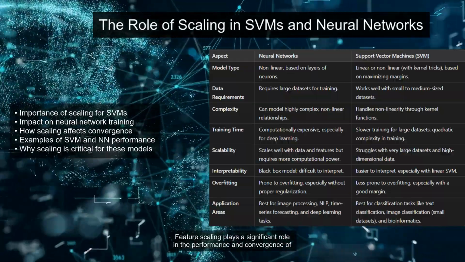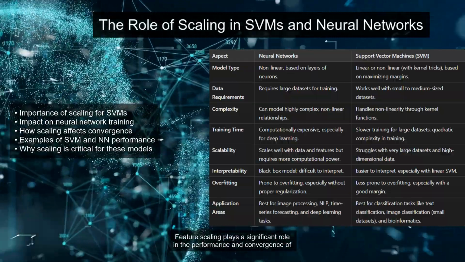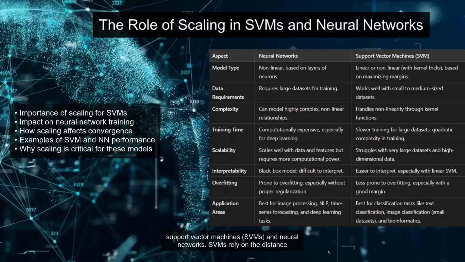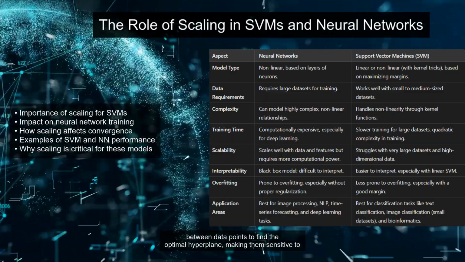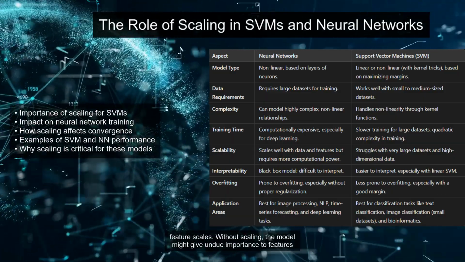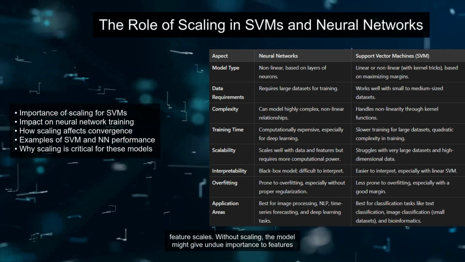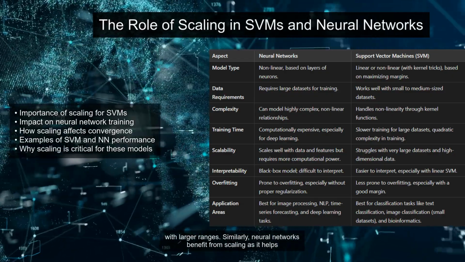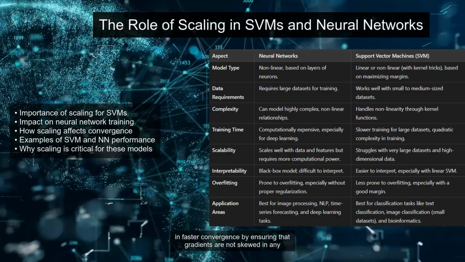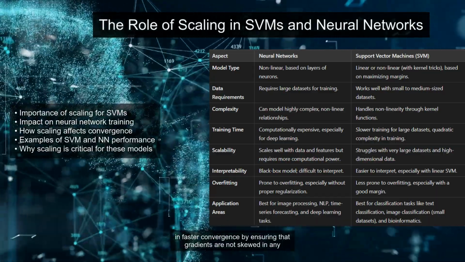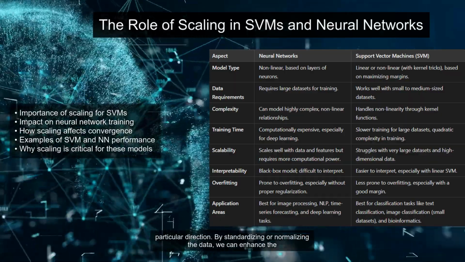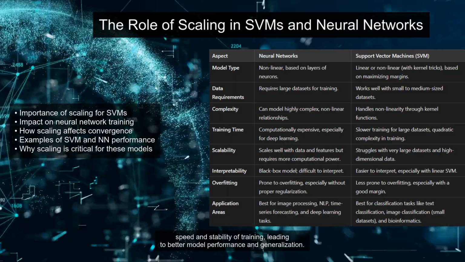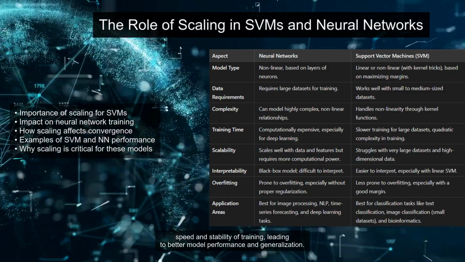Feature scaling plays a significant role in the performance and convergence of support vector machines, SVMs, and neural networks. SVMs rely on the distance between data points to find the optimal hyperplane, making them sensitive to feature scales. Without scaling, the model might give undue importance to features with larger ranges. Similarly, neural networks benefit from scaling as it helps in faster convergence by ensuring that gradients are not skewed in any particular direction. By standardizing or normalizing the data, we can enhance the speed and stability of training, leading to better model performance and generalization.